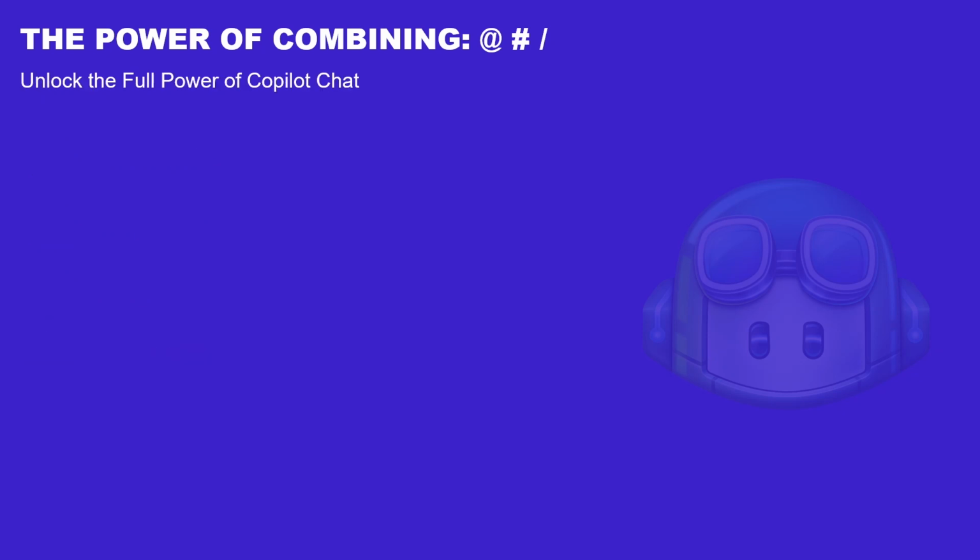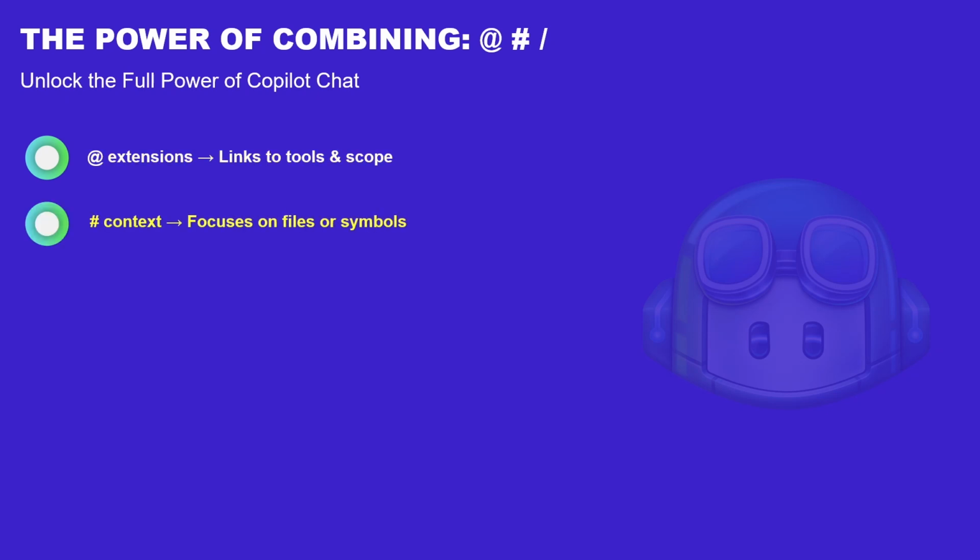Think of it like this. Extensions connect Copilot to the right tool and environment. Context tells it exactly what part of your project to focus on. Commands tell it what action to perform. When these three work together, Copilot doesn't just act as an assistant. It understands your project and takes smart action instantly. Alright, let's see what that looks like in a real-world scenario.